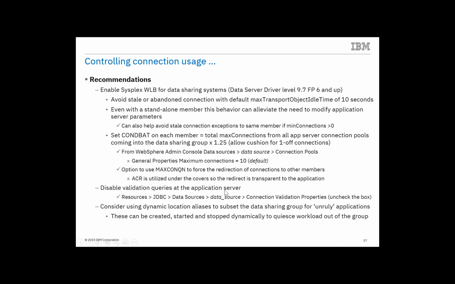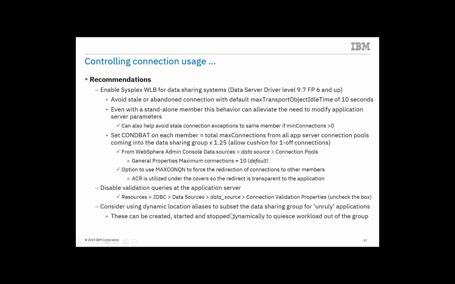You also want to make sure you disable the validation queries in the app server. This is really popular in open source stuff like Apache Tomcat, where they're used to working with substandard databases that don't guarantee continuous availability. So they have to continuously ping the database to see if it's still there, right? To make sure it hasn't crashed or gone away for the day. We don't need that, so disable it if you're connecting to Db2 for z/OS.